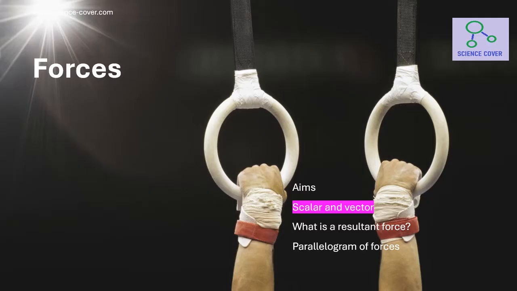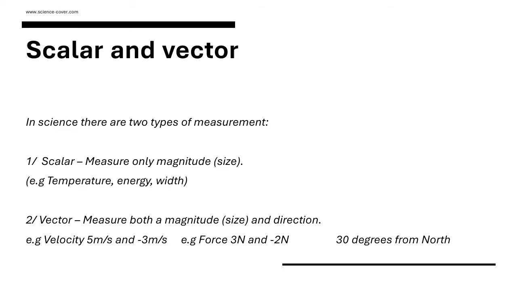Let's begin by looking at scalar and vector quantities. In science, there are two types of measurement. The first is a scalar quantity. This measures only the magnitude or size of something. For example, a temperature in degrees Celsius or how much energy something produces in joules.